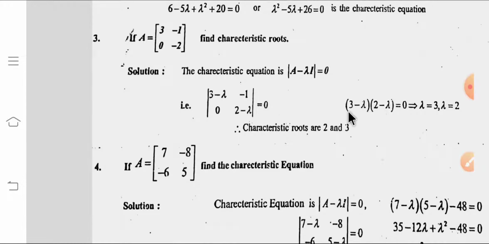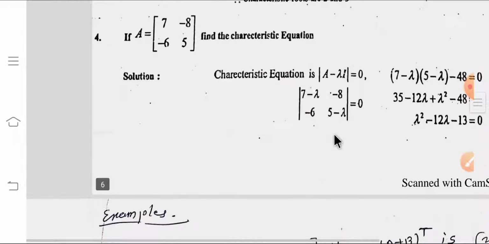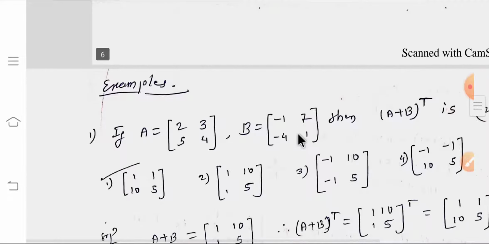So this expansion gives (3 minus lambda) into (2 minus lambda) equals 0. So this implies that lambda equals either 3 or lambda equals 2. Therefore the characteristic roots are 2 and 3. Next, here we solve some examples.